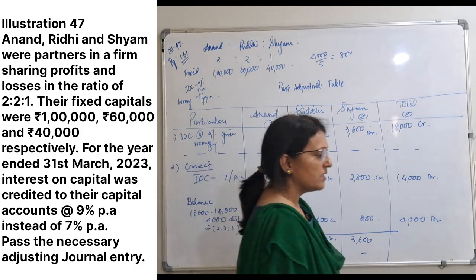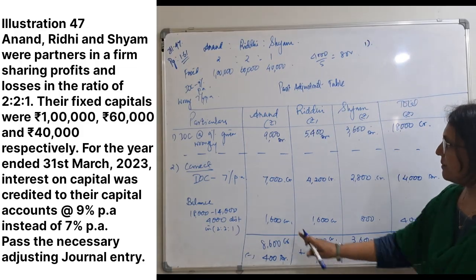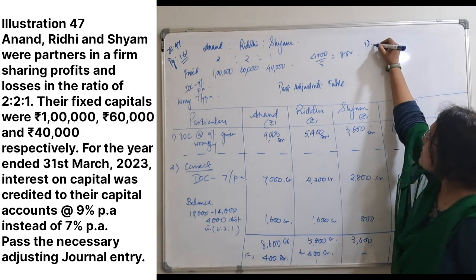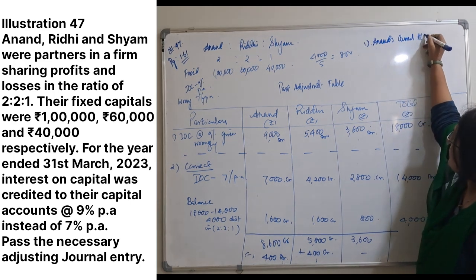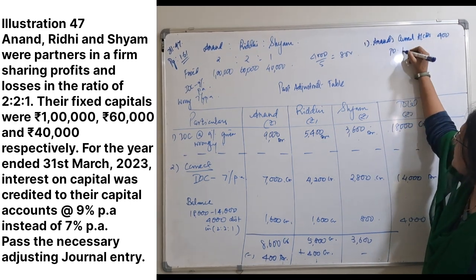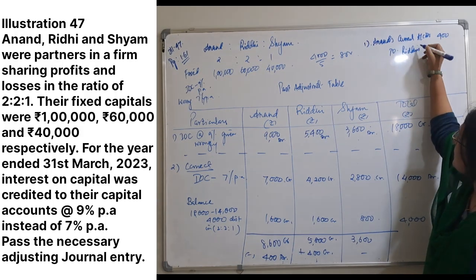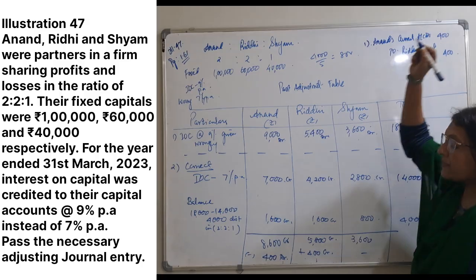So what will be the journal entry over here? You are going to debit Anand and credit Riddhi. So Anand's current account debit, 400 to Riddhi's current account, 400. This will be the journal entry.